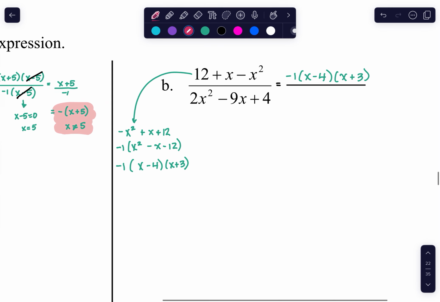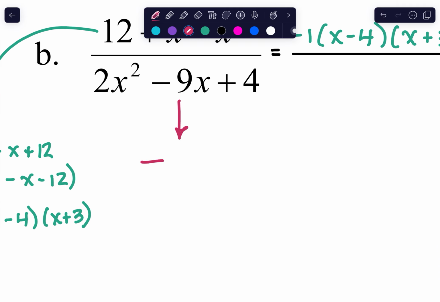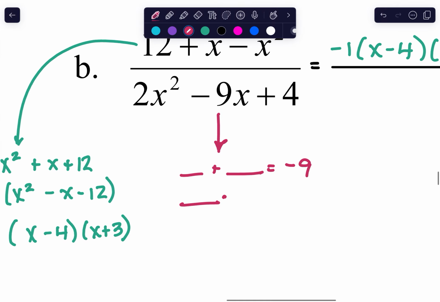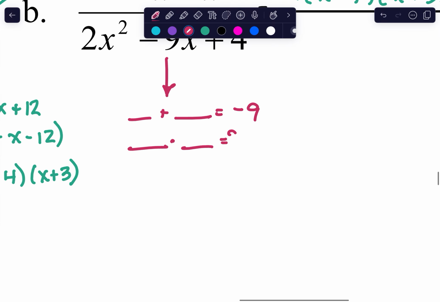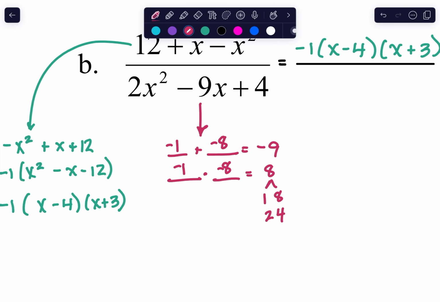And now let's factor the denominator. Okay, so factoring this guy is not going to be quite as fun. So we need two numbers to add to negative 9, but multiply, oh my goodness, to 8. So factors of 8 are 1 and 8, 2 and 4. The only ones that will work are 1 and 8. So they both need to be negative to get a negative 9. Okay, so my leading coefficient was not a 1, so I have to actually do this process now.